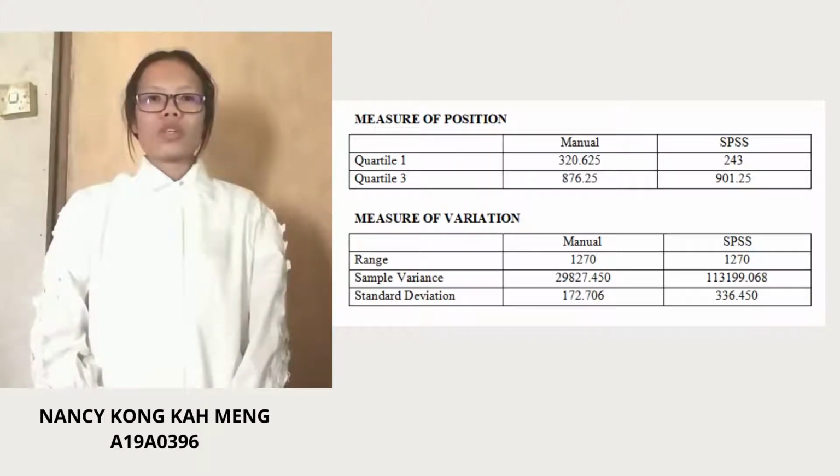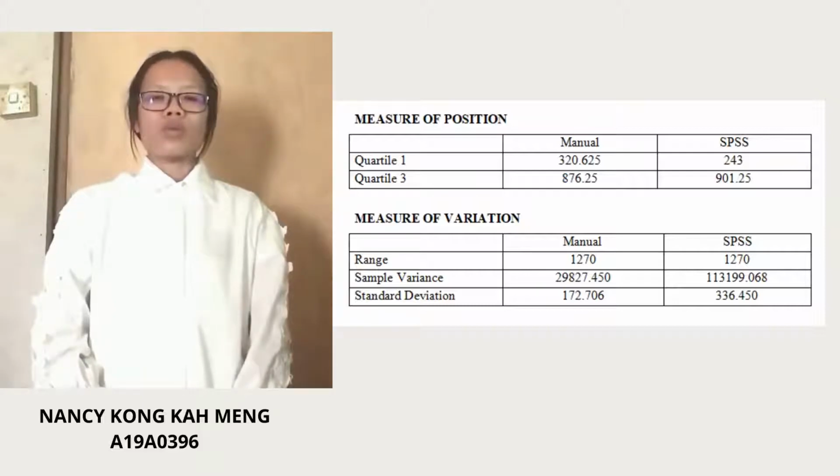Measure of position is to determine the position of a measurement, and the data must be sorted from lowest to highest. The different measures of position are quartiles, deciles, and percentiles. Inside quartiles, we divide the data set into four equal groups: first quartile, second quartile, third quartile, and interquartile range. Inside my assignment, I use first quartile, third quartile, and interquartile range.